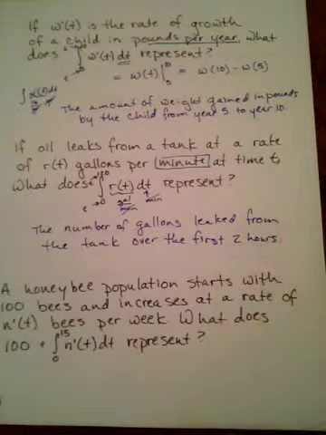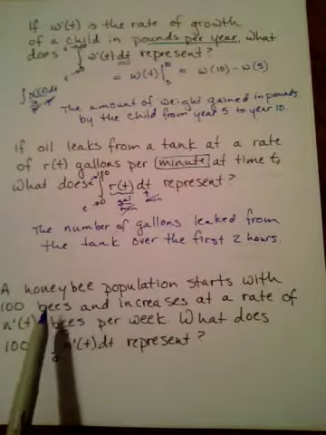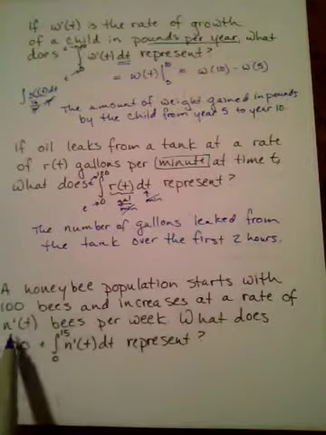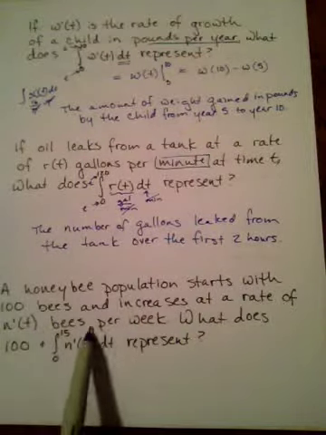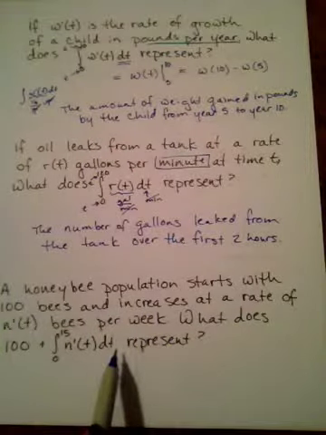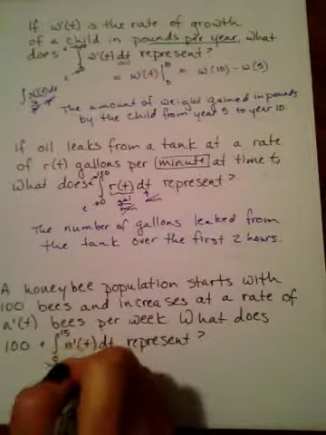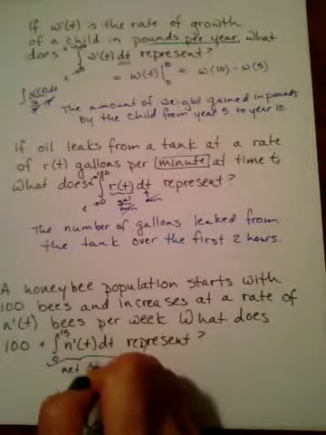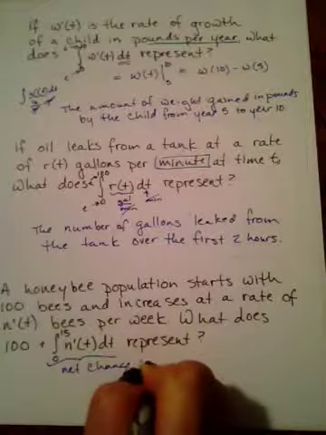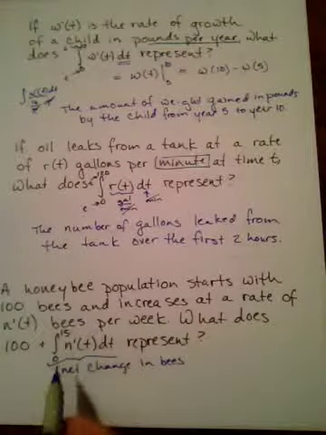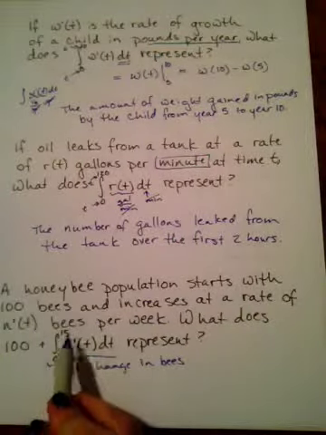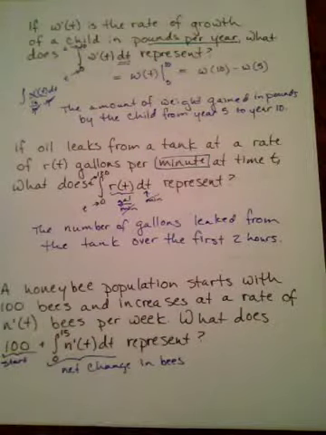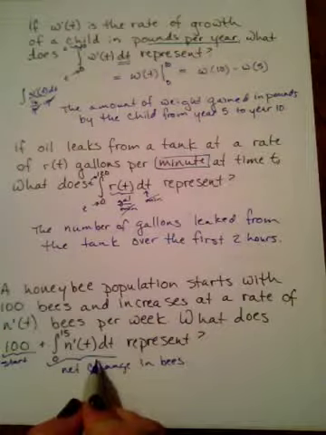All right, one more scenario. A honeybee population starts with 100 bees and increases at a rate of n prime of t bees per week. What does this represent? Well, hopefully you see that this is going to be the net change in bees from time 0 to time 15. This represents our start amount. We started with 100 bees, and then we added in more bees.